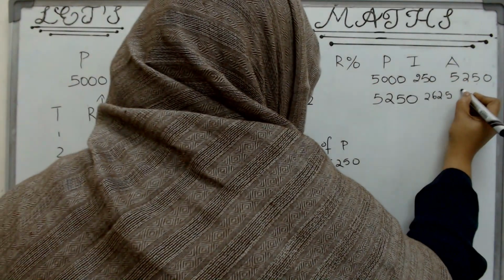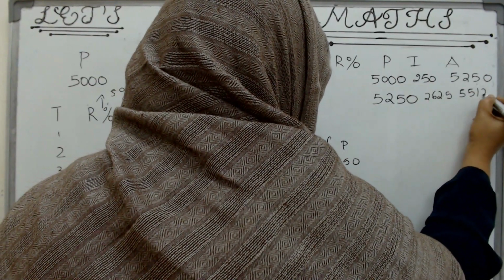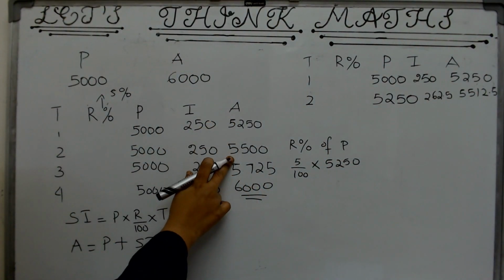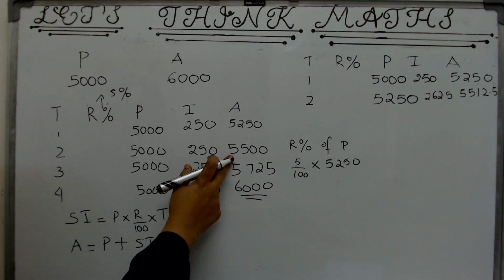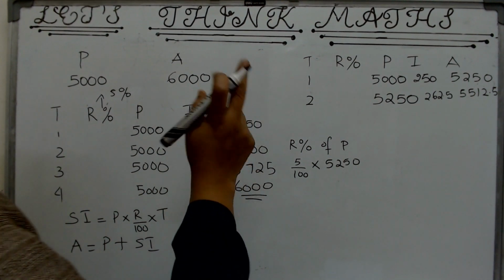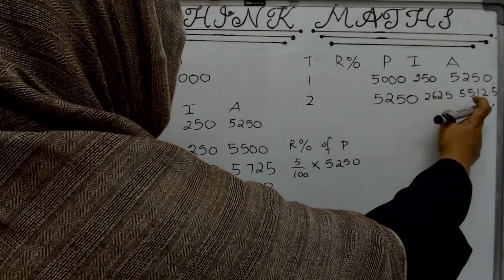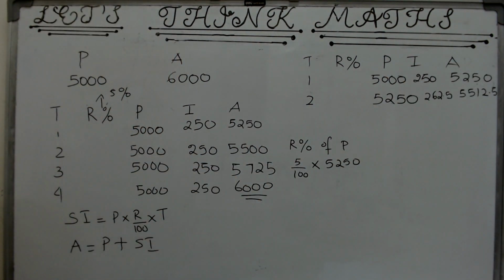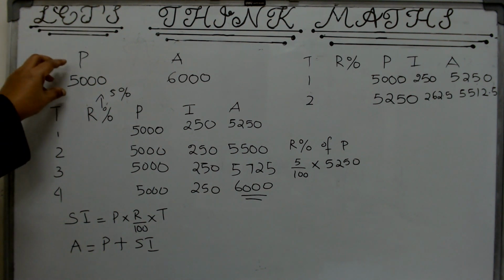And that would be 5512.5. So you see the difference here. At the end of the first year, you are only getting 5,500, but in compound interest you are getting 12 rupees 50 paise more. So I know it seems very small, but then we are dealing with 5,000.